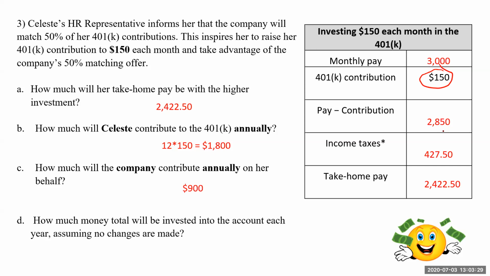Yeah, so we did half of that. So 0.5 times 1,800 gives you what? 900. How much money total will be invested into the account each year, assuming no charges are made? Okay, so we have to look at how much Celeste is contributing plus her company's contribution, right? So 1,800 plus 900 altogether gives you 2,700, and that goes into Celeste's 401k account. Sounds good? All right, nice.